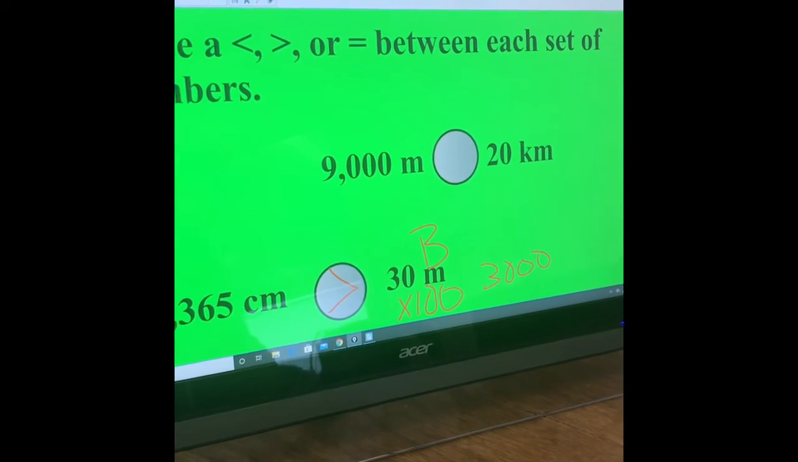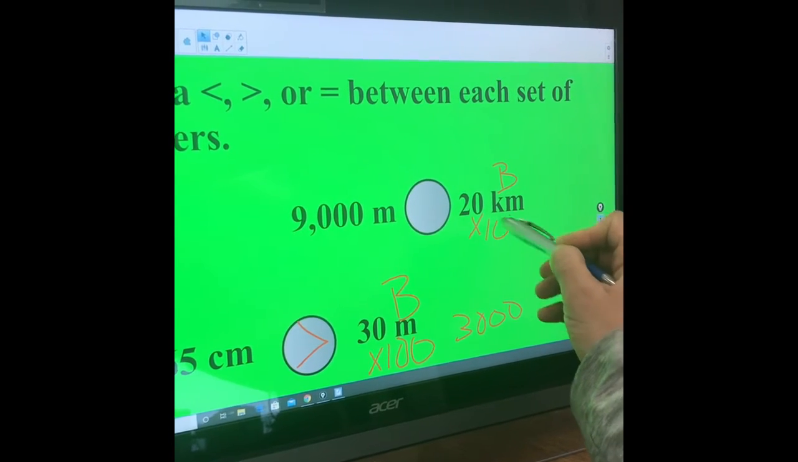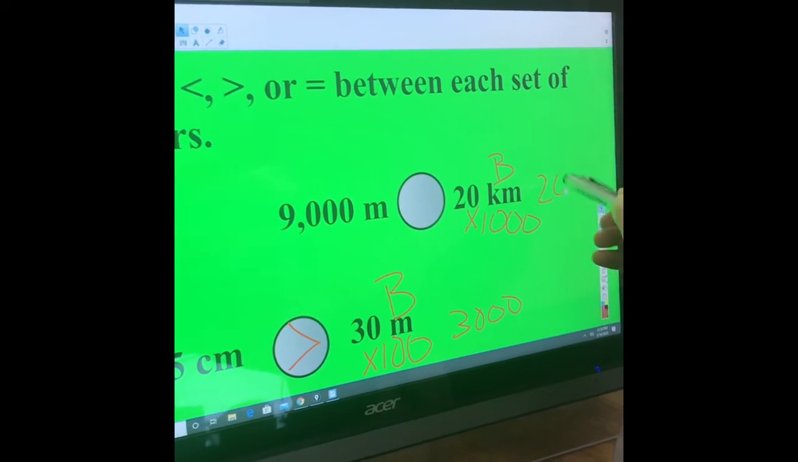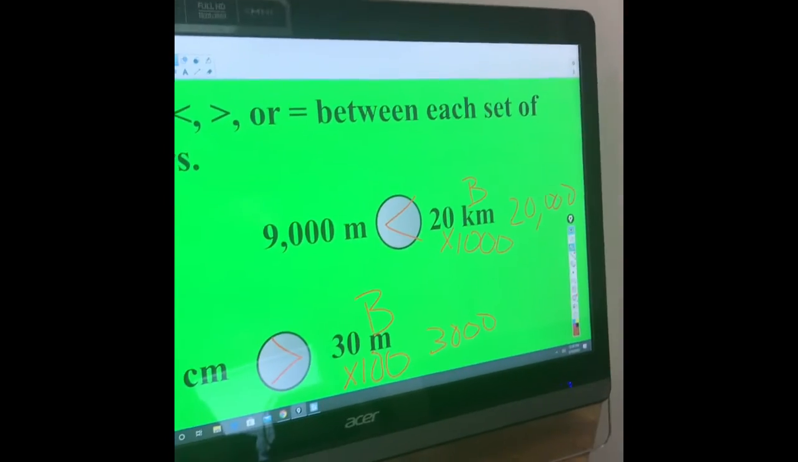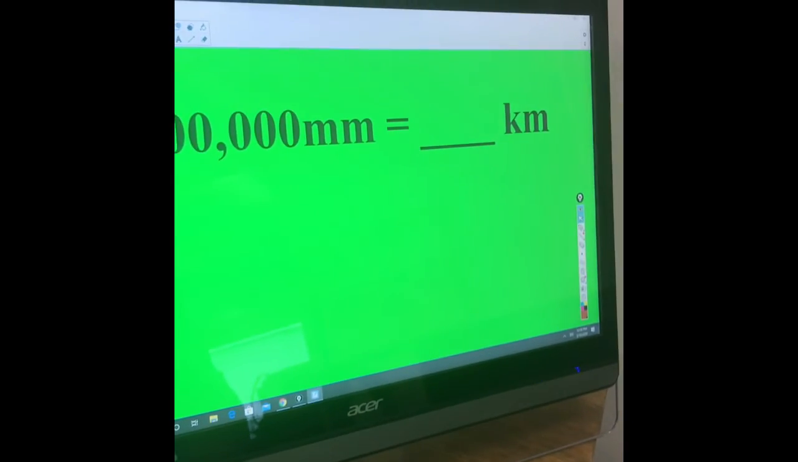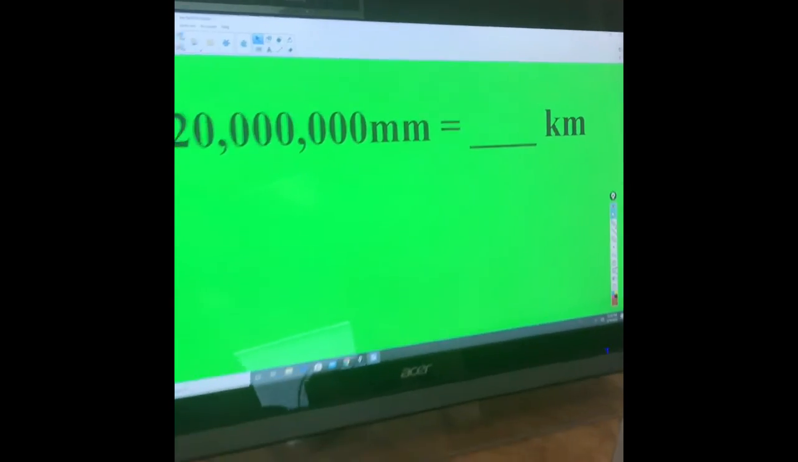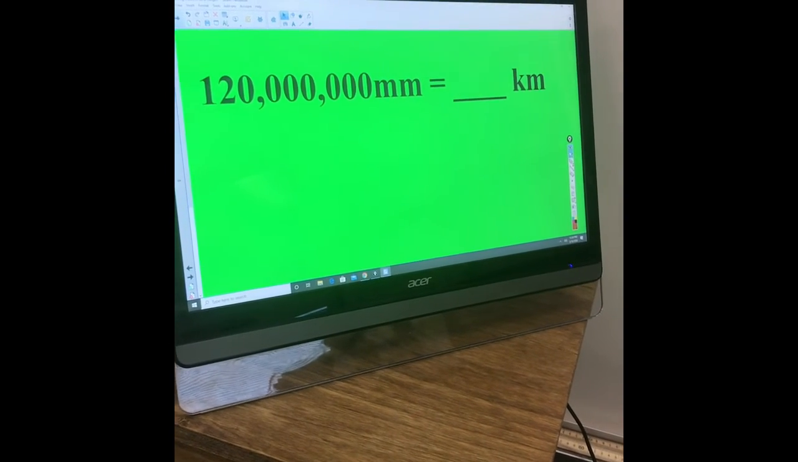All right, and then that top one, I still like to multiply more, so I go to the kilometer side. There are 1,000 meters in a kilometer, so this is gonna be 20,000, which makes this side way bigger. Okay. That's a fun one. Oop, you can't even see it. There you go. See if you can figure that one out. I can post the answer in the comments.